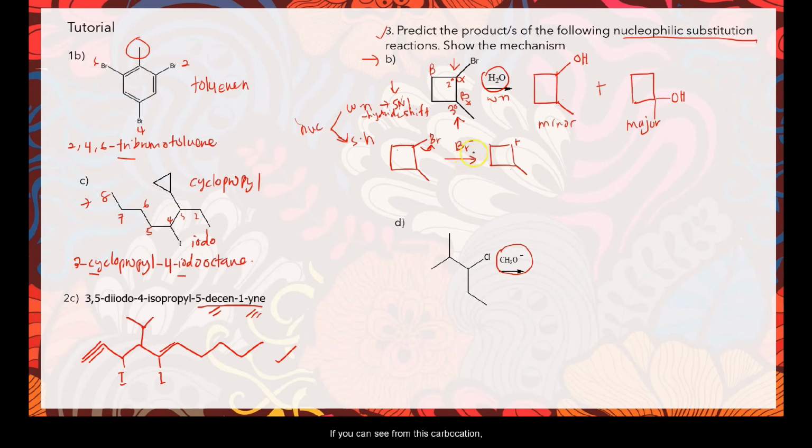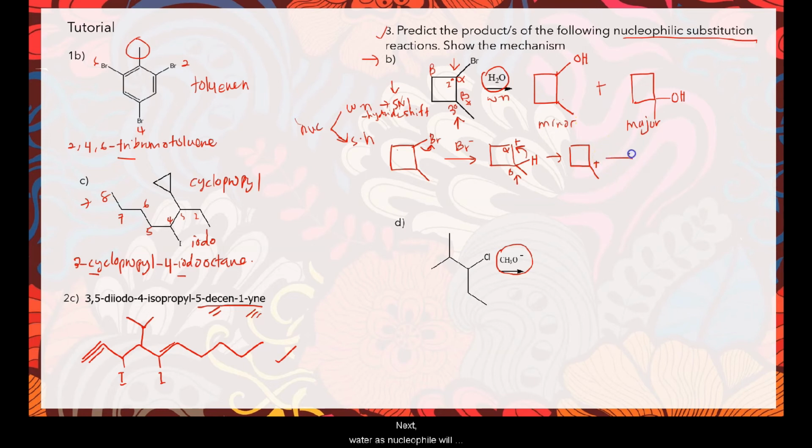If you can see from this carbocation, the hydride shift will happen between the alpha carbon and the beta carbon, since this carbon could give a more stable carbocation. Hydride shift means hydrogen from this carbon will shift to the alpha carbon and give the positive charge at this carbon since it loses electrons.